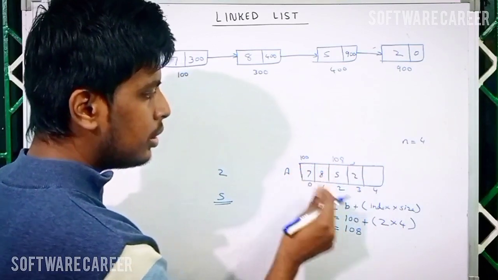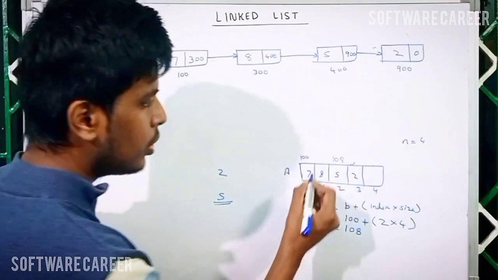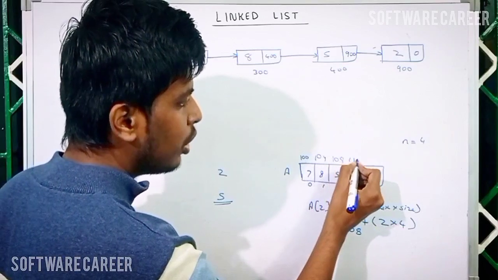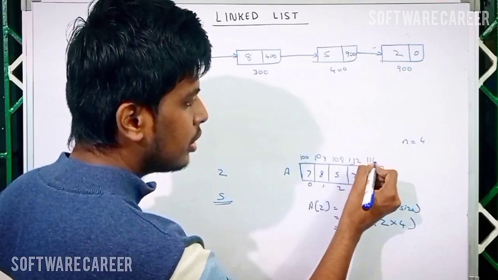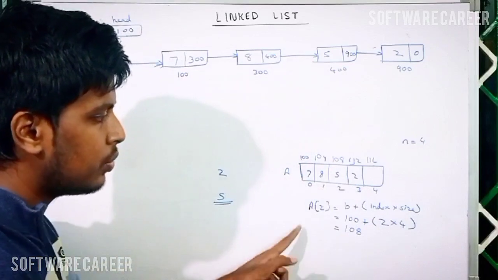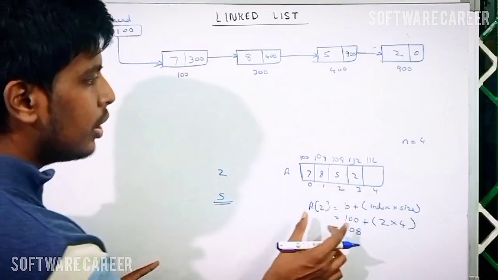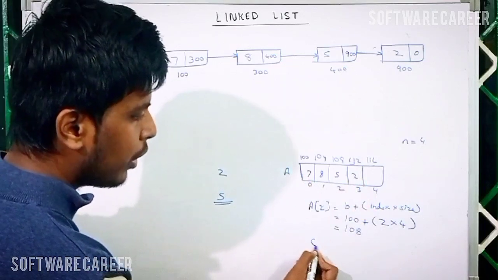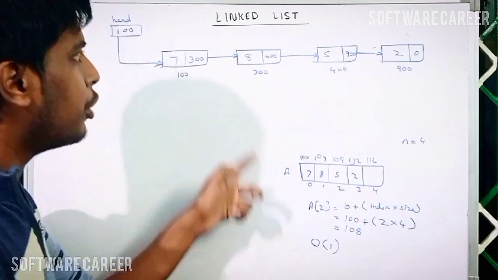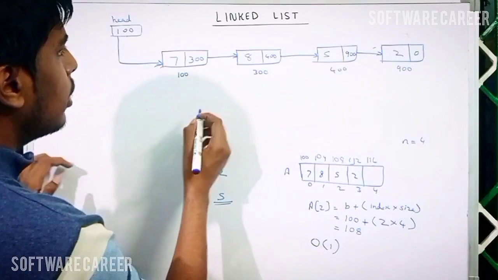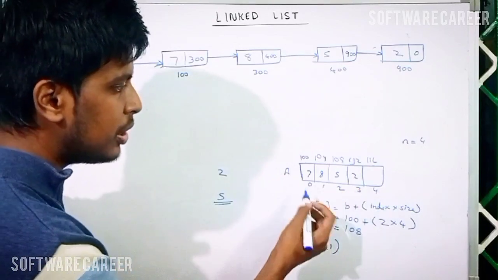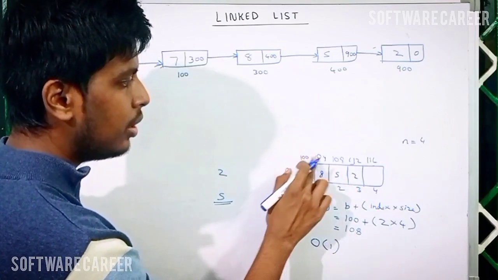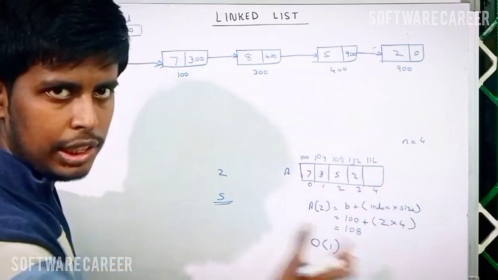Each integer takes 4 bytes, right? So 100 plus 4 is 104, then plus 4 is 108, then plus 4 is 112, then plus 4 is 116. See, 108 is found by using this formula within a single step. So the time complexity for accessing an element in an array is O of 1. But let's see how much time it takes for a linked list. This is continuous. Continuous means the elements are stored in consecutive memory locations in equal intervals, 100, then plus 4, then plus 4, like that, equal intervals.